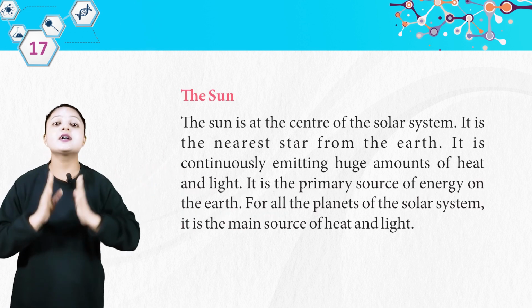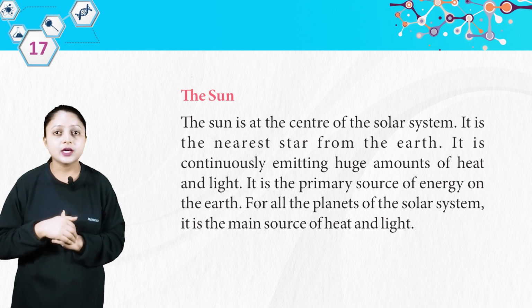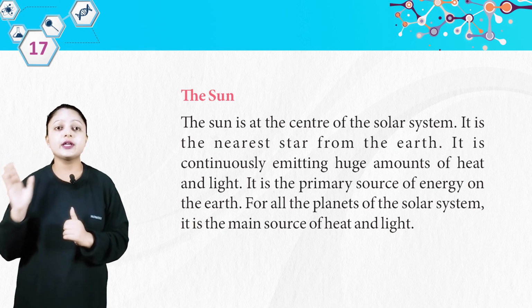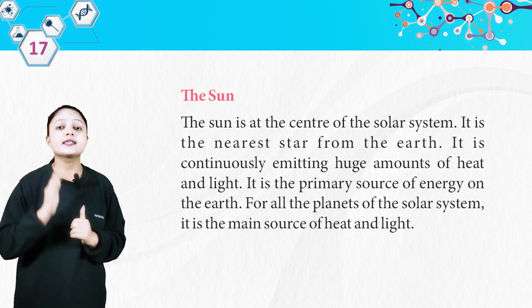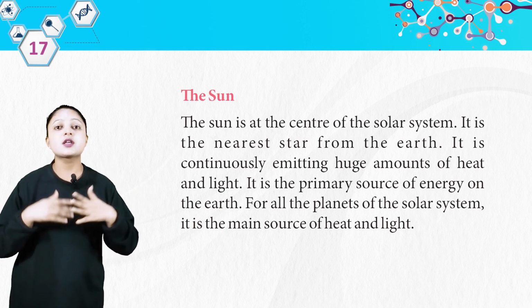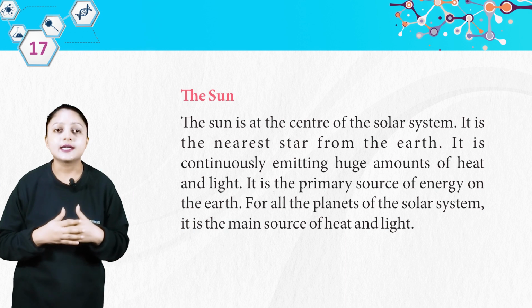The sun is at the center of the solar system. It is the nearest star to the earth. It is continuously emitting a huge amount of heat and light. It is the primary source of energy on the earth. For all the planets of the solar system, it is the main source of heat and light.